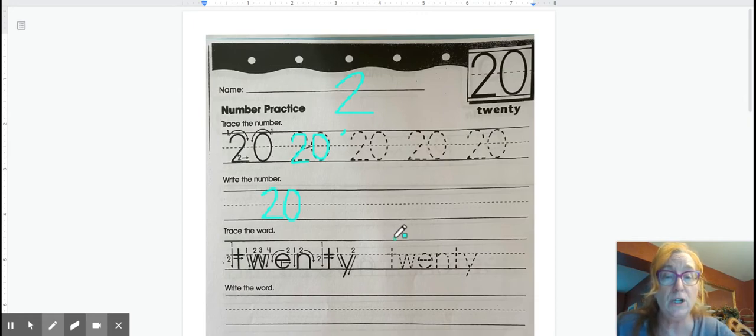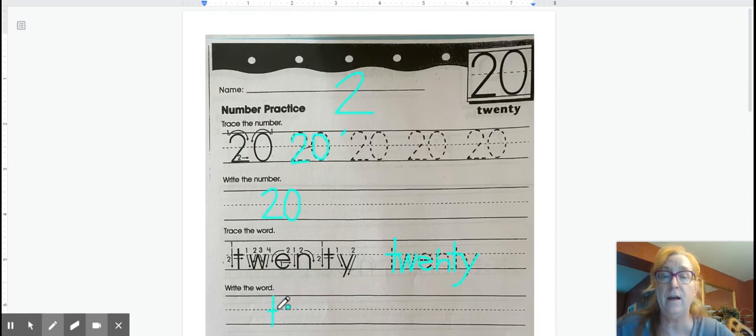When we write the word twenty, we start with a T. It has a T and a W. It makes the twa, TW, twa sound. And then an E and an N and a T. Make sure your T's are tall, and a Y. The Y in the word twenty sounds like an E.